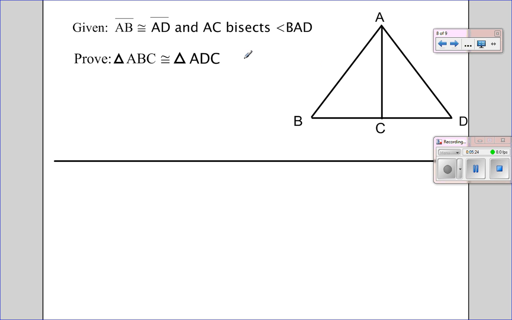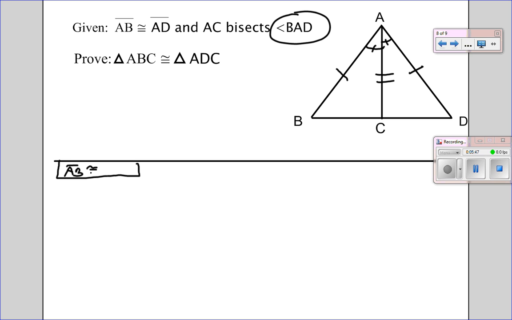All right, let's mark the picture. AB is congruent to AD. AC bisects angle BAD. So it's telling you it's bisecting an angle, so it's an angle bisector. And you also know that AC is congruent to itself. So already it looks like you have side, angle, side. So let's go ahead and write the proof out.